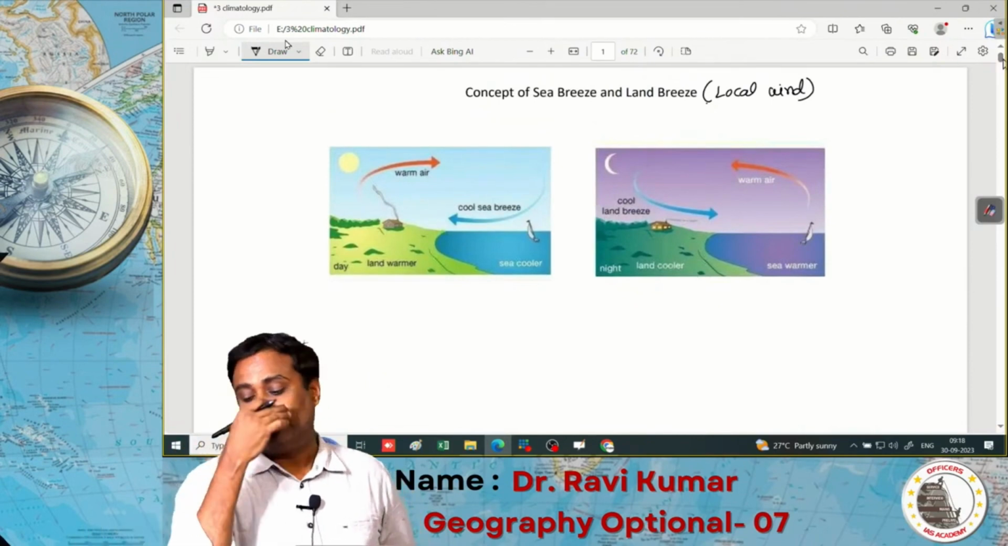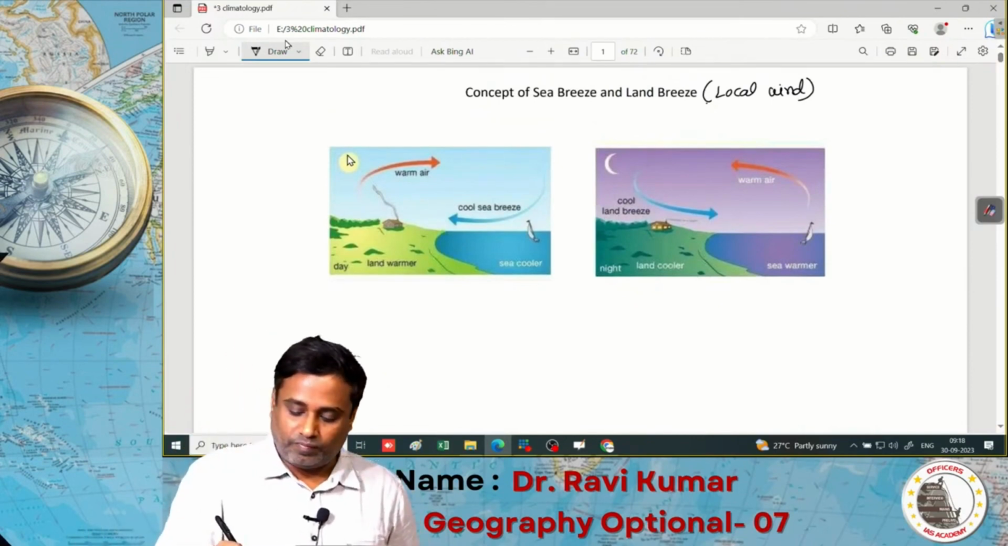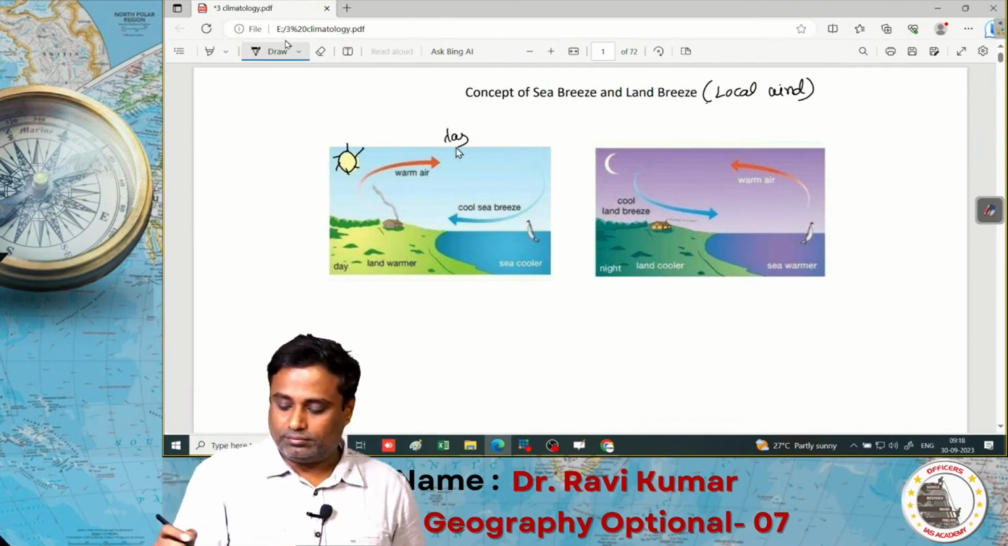Now we come to sea breeze and land breeze. So now we have a sun. It means it's day. This is the moon. Why is it night?